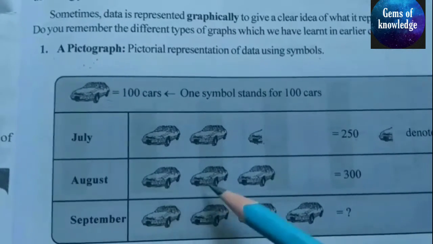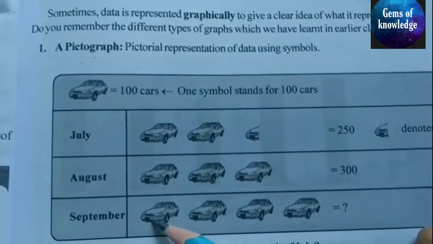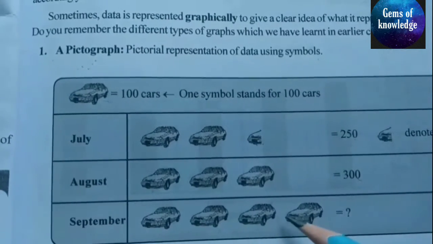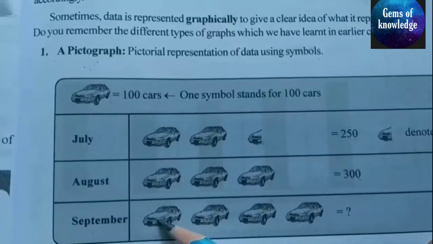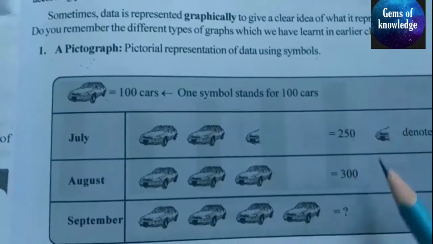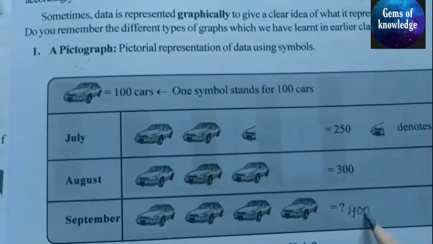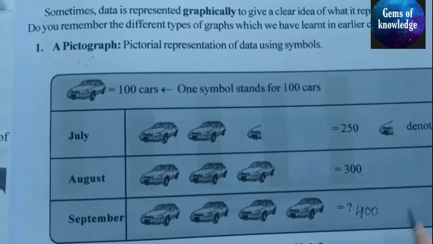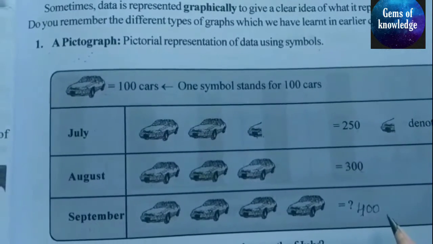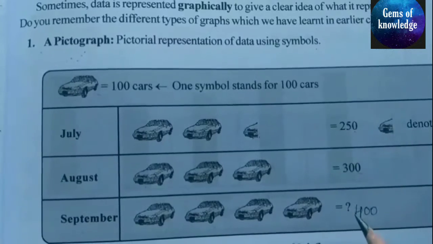Similarly here 100, 200 and 300. This is 300. Next, September. They have shown us 4 cars. So it means this is 100, 200, 300 and here it is 400. So here the number of cars is nothing but 400. In the month of September, they are having 400 cars.